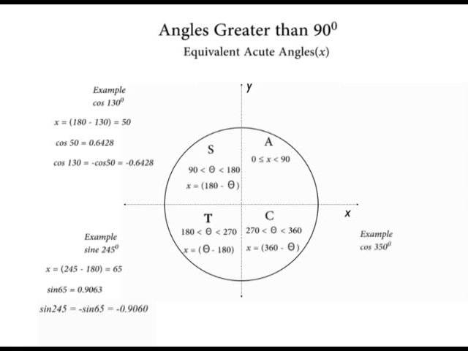The equivalent acute angle of 350 degrees is 360 minus 350, and that is 10 degrees. You find cos 10 degrees, and that is 0.9848. Cosines are positive in this quadrant, and so cos 350 is equal to cos 10 and is equal to 0.9848.